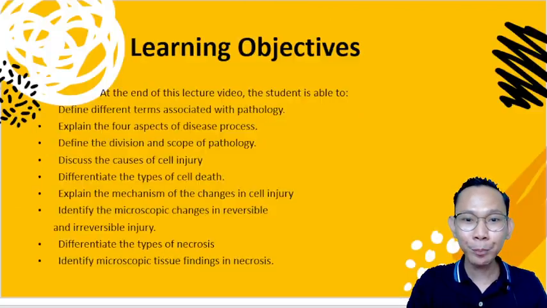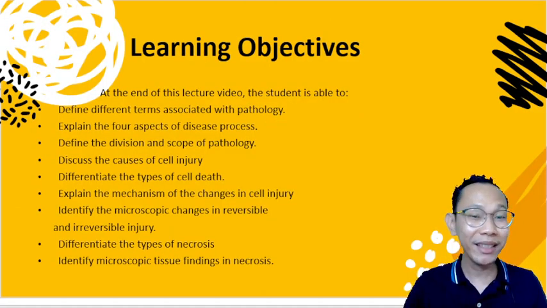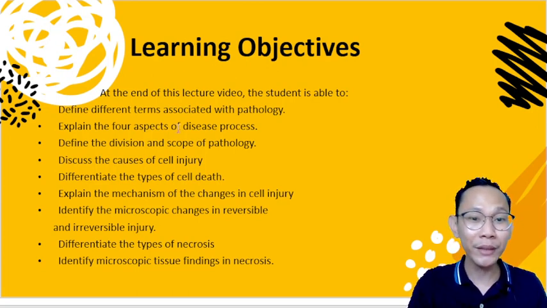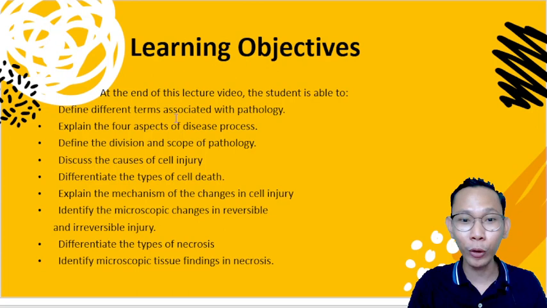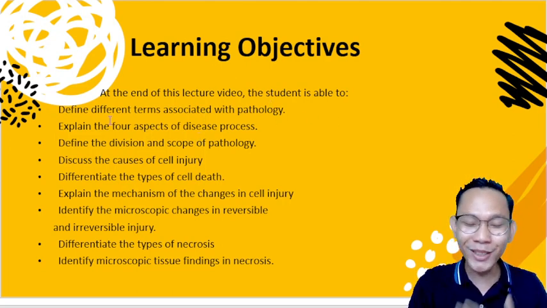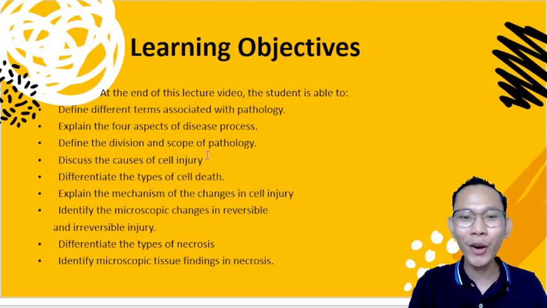So for our learning objectives for today, at the end of this lecture video, the student is able to, first, define the different terms associated with pathology. Most importantly, we will define what pathology is all about. Then, we will explain the 4 aspects of disease process. These 4 aspects of disease process are actually the core of pathology. Without understanding this, we will never understand pathology. Then, we will define the division and scope of pathology.